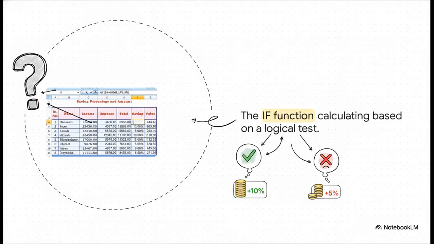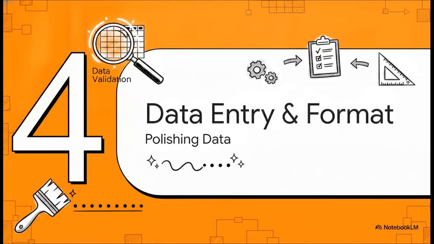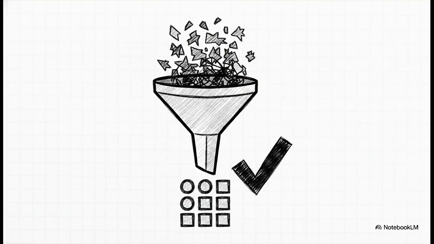It's literally automated decision-making happening right on your canvas. All right, let's look at how we polish all this up. Section 4, data entry and formatting. You've probably heard the old saying, garbage in, garbage out. Before we analyze anything, we have to make sure our data parameters are actually validated and updated correctly.